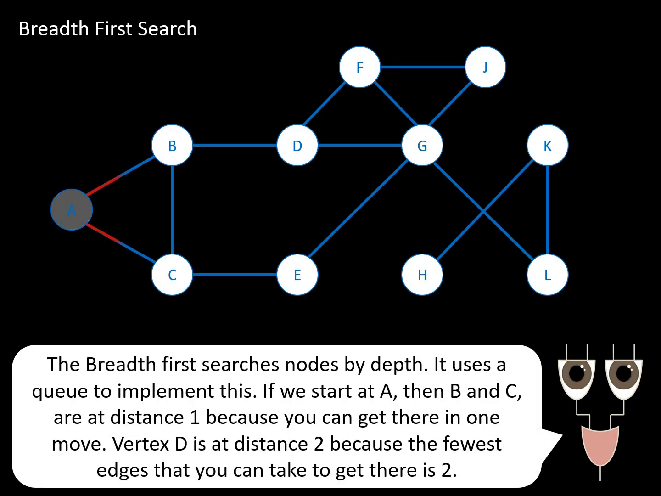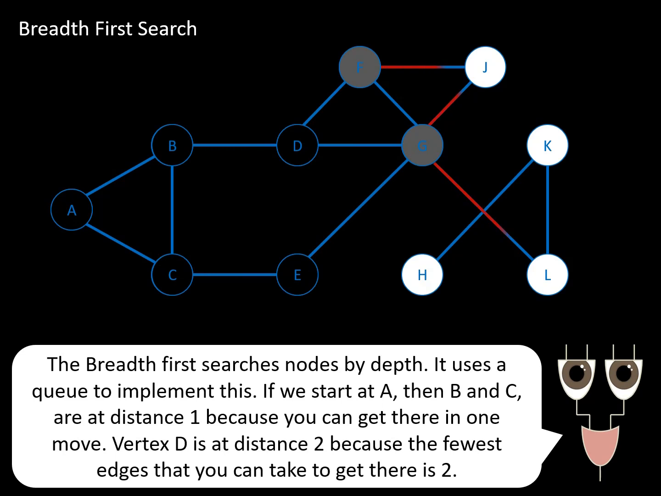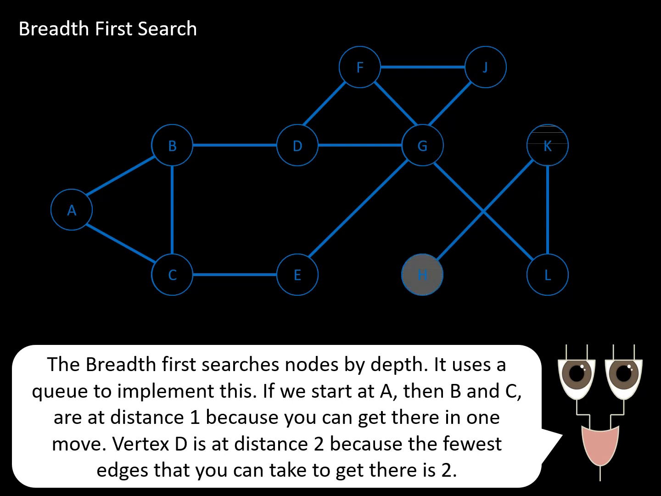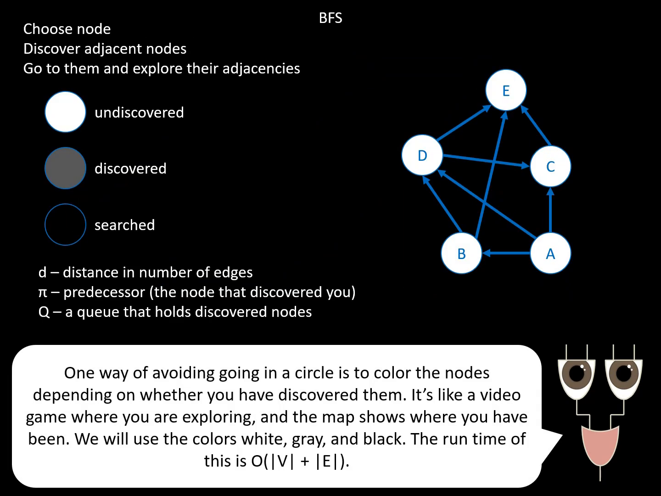The breadth first search explores nodes by depth. It uses a queue to implement this. If we start at A, then B and C are at a distance 1 because you can get there in one move. Vertex D is a distance 2 because the fewest edges that you can take to get there is 2. One way of avoiding going in a circle is to color the nodes depending on whether you have discovered them. It's like a video game where you're exploring and the map shows where you have been.